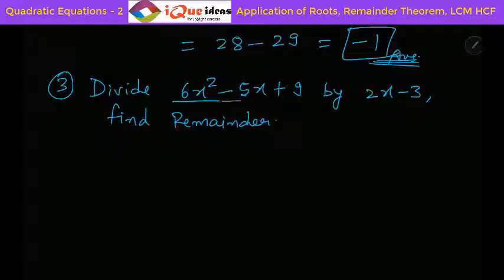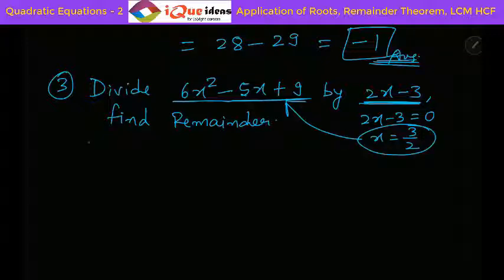Okay. Now let's take this question. It says divide 6x square minus 5x plus 9 by 2x minus 3. Simply equate 2x minus 3 to 0. We get x equal to 3 by 2. Put x equal to 3 by 2 in this expression. This will give us the remainder.